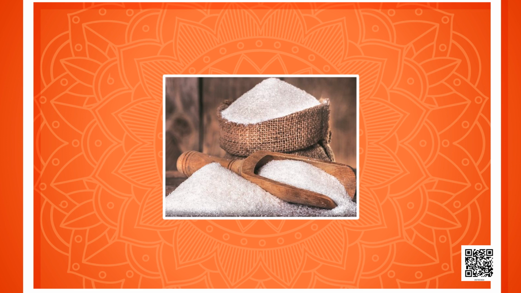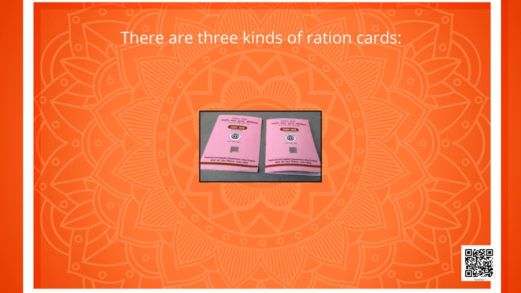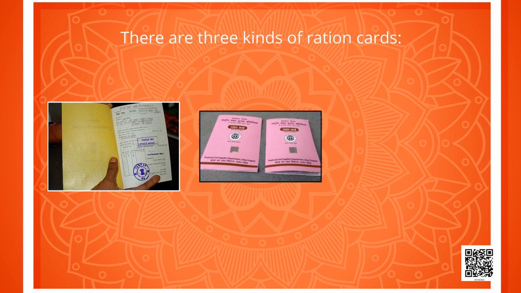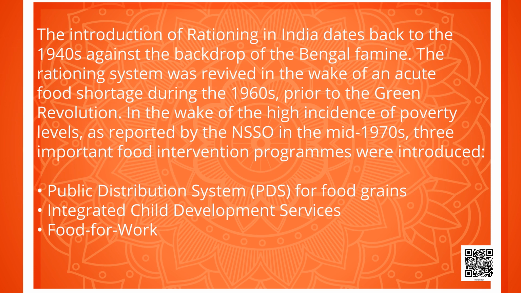every month from the nearby ration shop. There are 3 kinds of ration cards. Antodaya cards for the poorest of the poor, BPL cards for those below poverty line, and APL cards for all others. The introduction of rationing in India dates back to the 1940s against the backdrop of the Bengal famine.